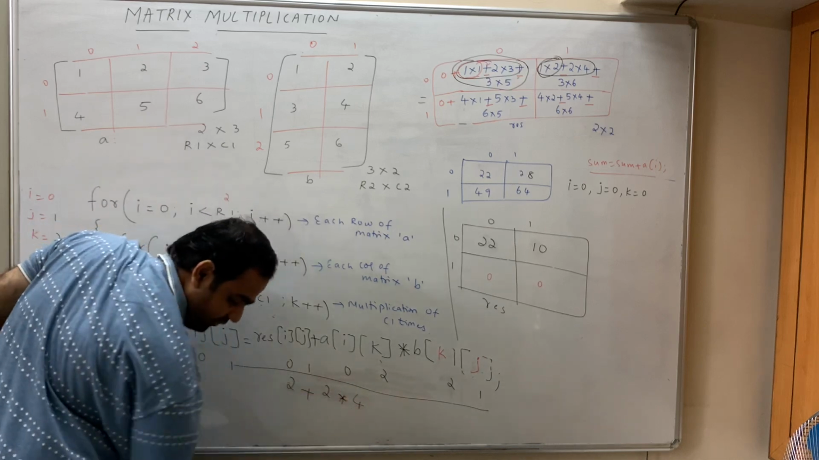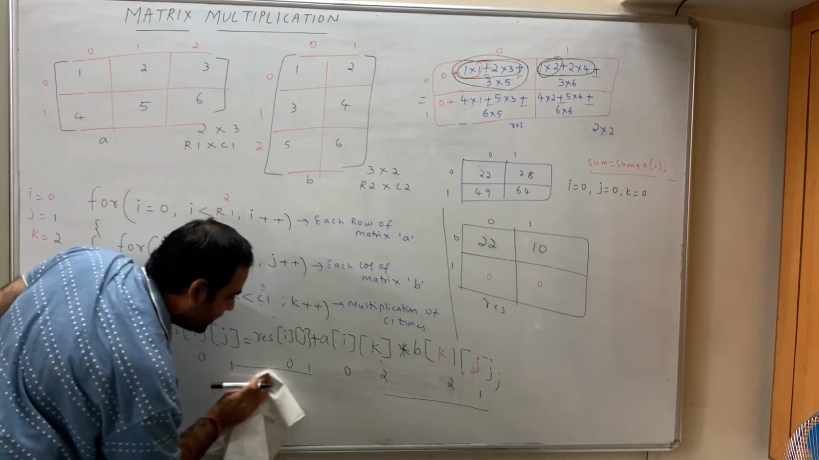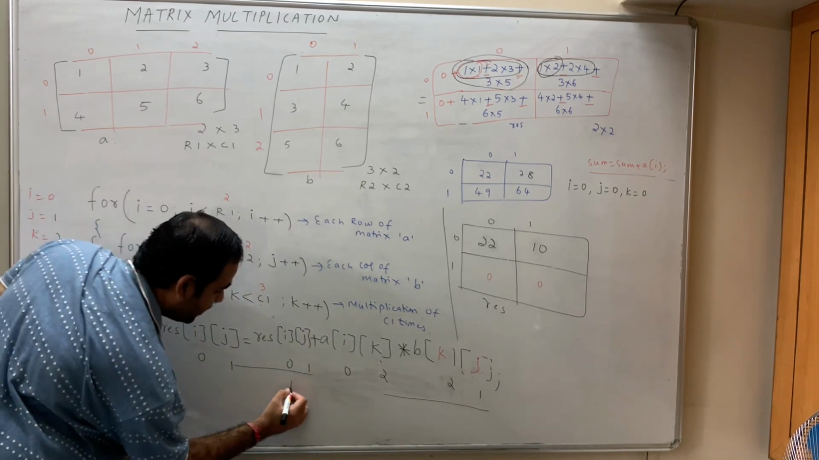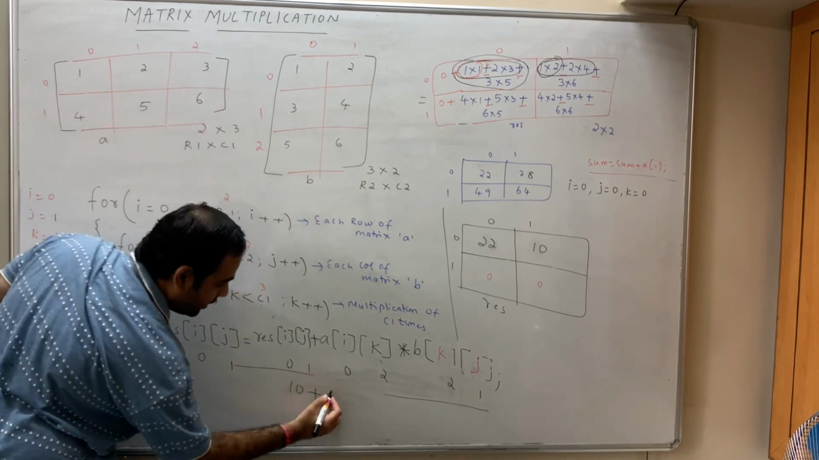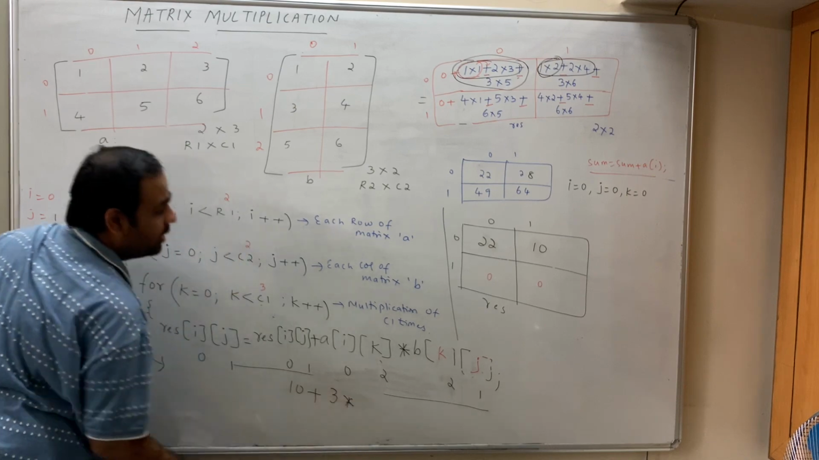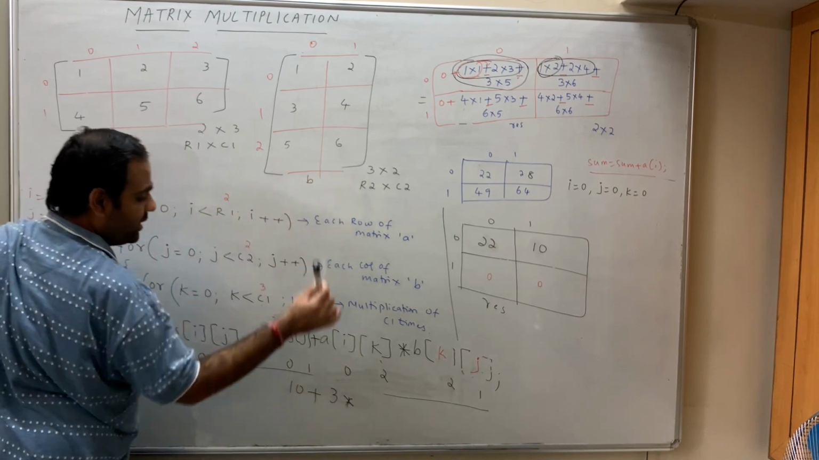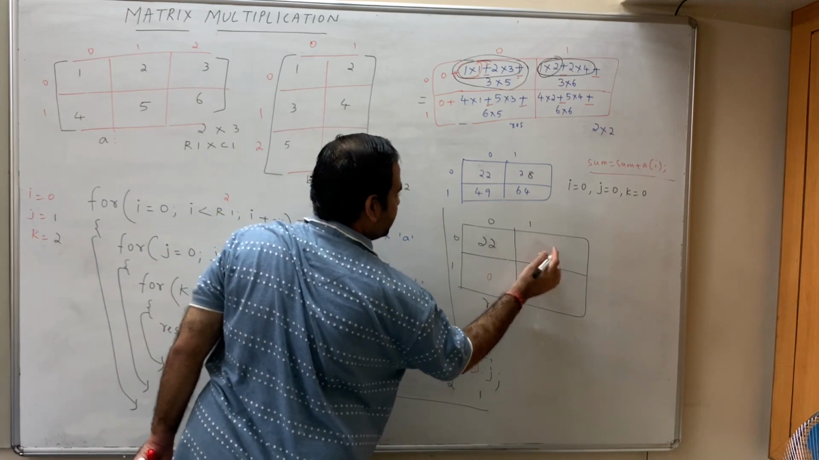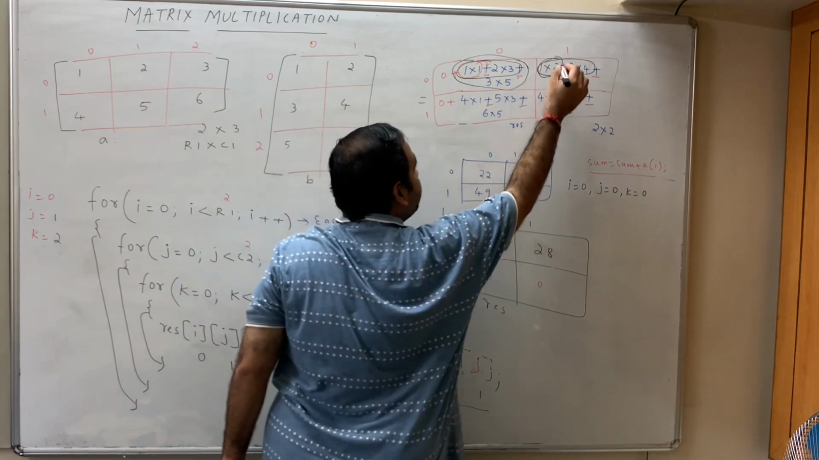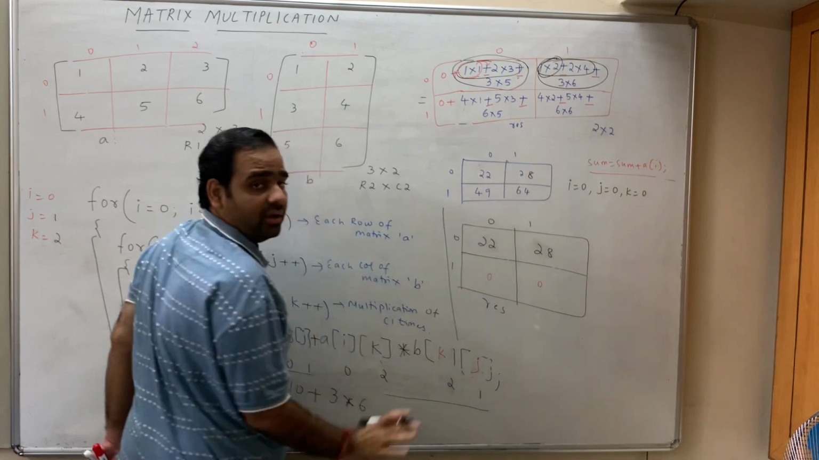Now result of ij. What is the value of result of ij? Result of 0, 1 is what? 10 plus a of 0, 2. A of 0, 2 is 3 multiplied by b of 2, 1. What is b of 2, 1? It is 6. 3 6s are 18. 18 plus 10 is 28. This value is replaced by 28. That means we got this complete thing.